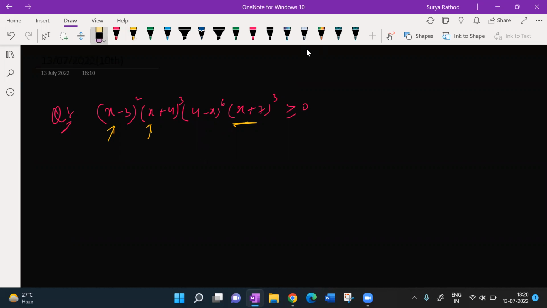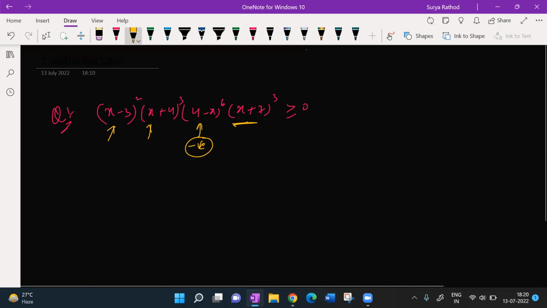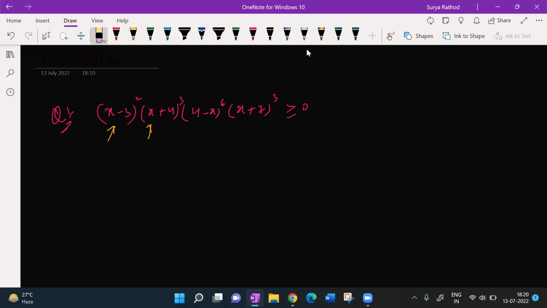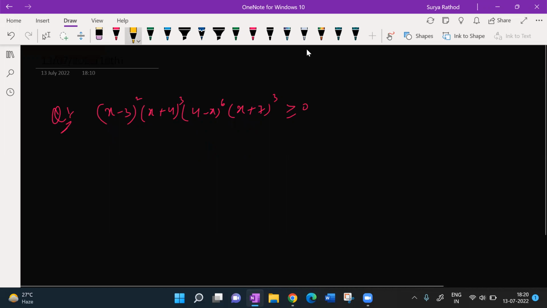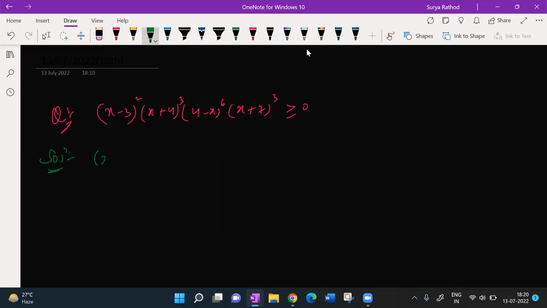Here, the coefficient of x is what? Negative. Make it positive. How do you make it positive? I'll just show it to you. Taking minus as common. We have to take minus common. Taking minus as common, (x plus 4) whole cube. Here if I take minus common, this is what you get: (x plus 7) whole cube greater than or equal to 0.